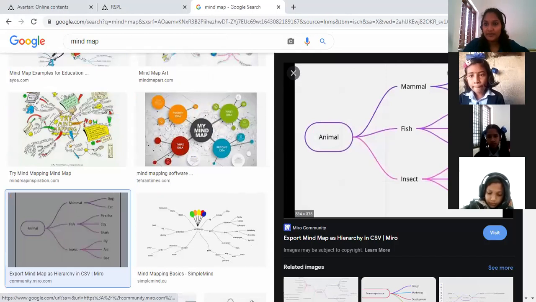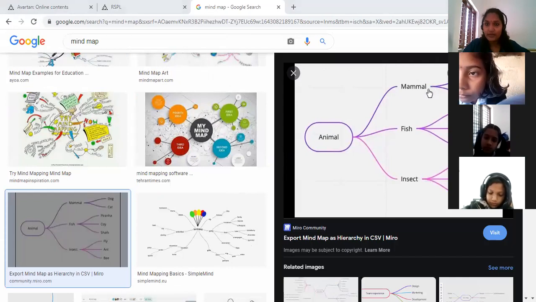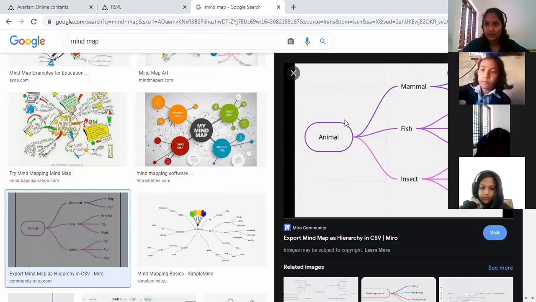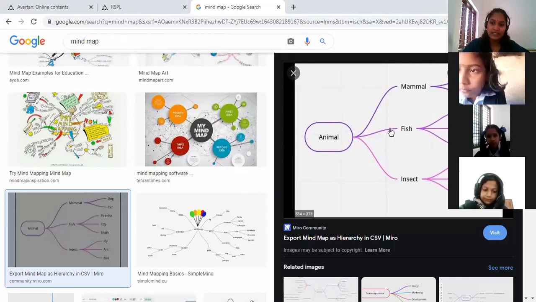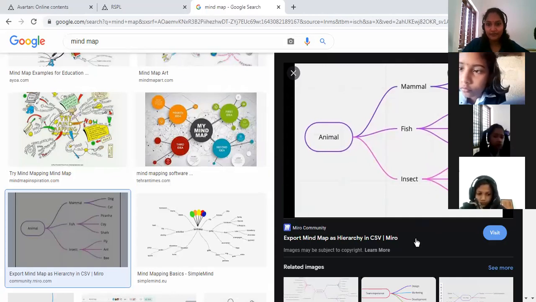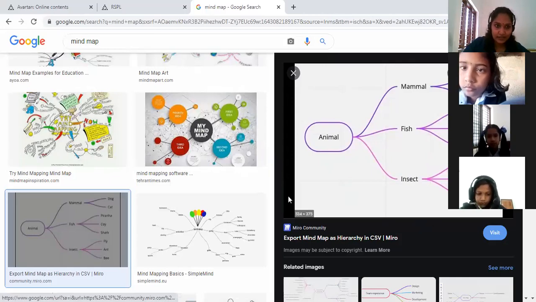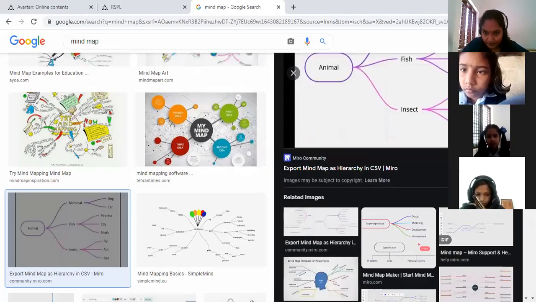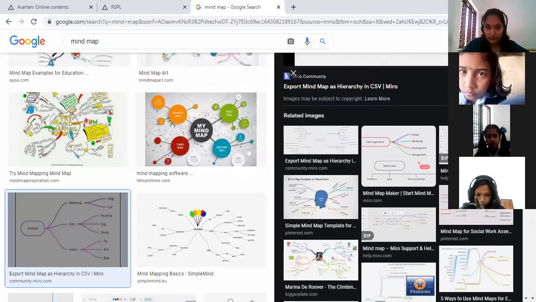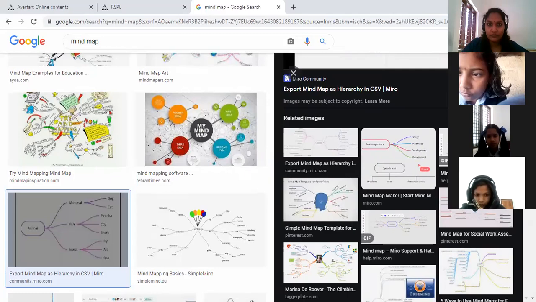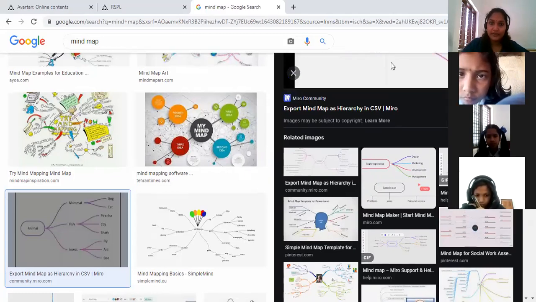See, look at this picture. Animals can be classified as mammals, fish, insect. In mammals, we have dog, cat. In the category of fish, we have piranha, koi, shark. Insect: fly and bee. We can make classification like that. Let me check any other picture available here. See, in mind map, we can use pictures.